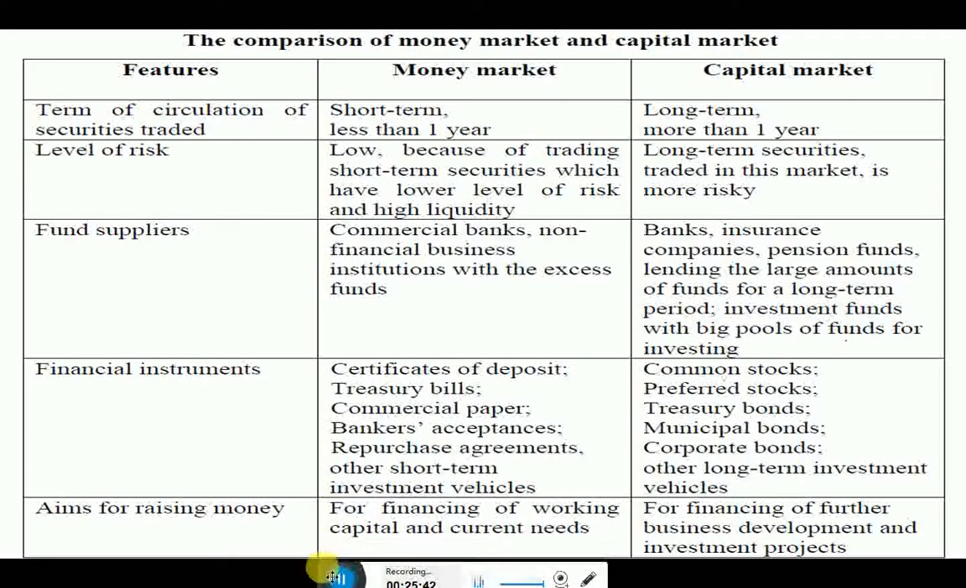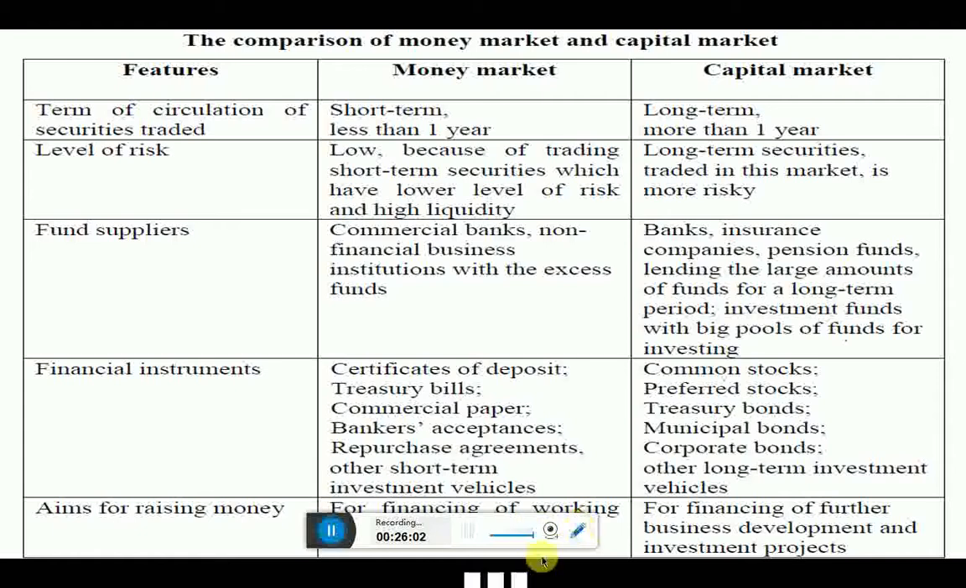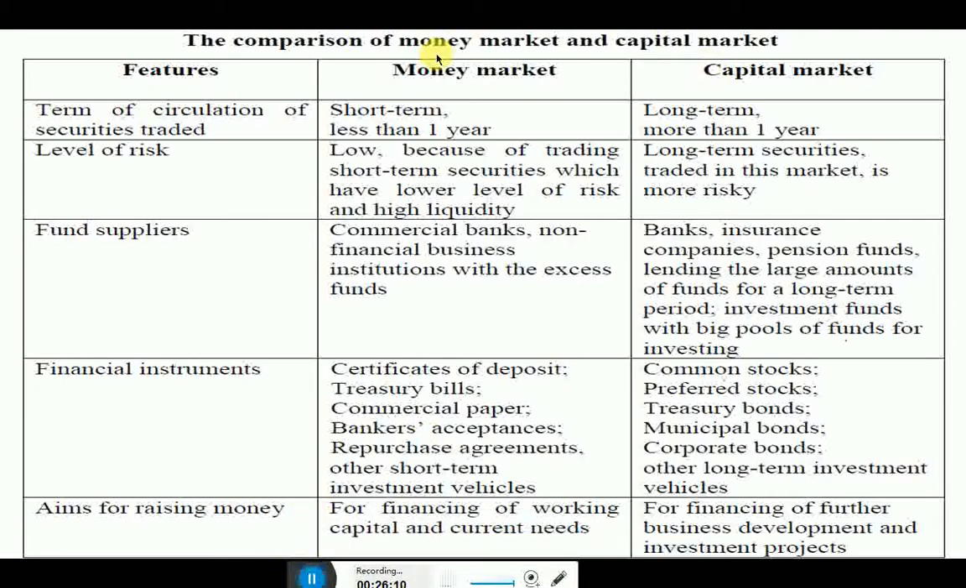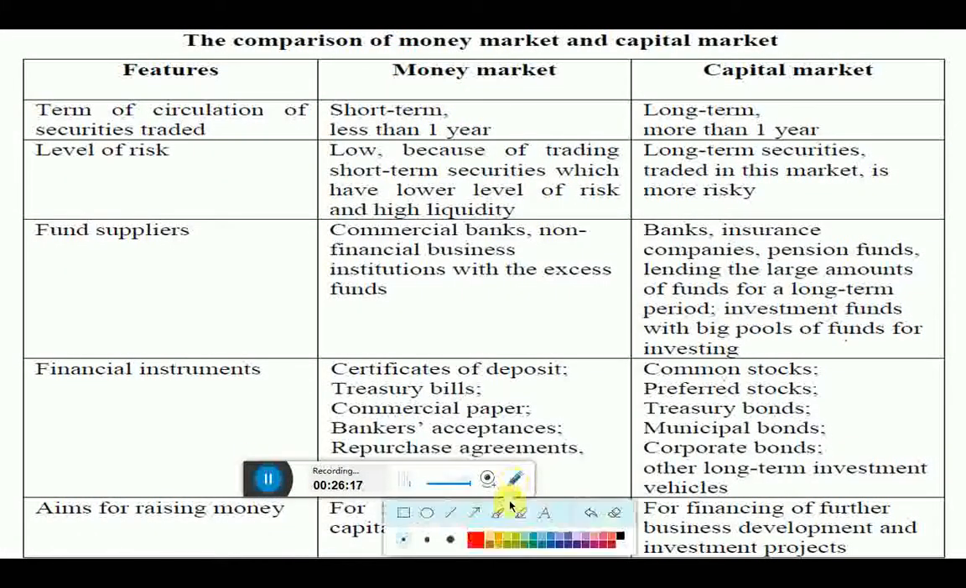Okay, here we have a comparison of the money market and capital market, which are basically both financial markets. Both of them are financial markets. Money market is also a financial market, and capital market is also a financial market.